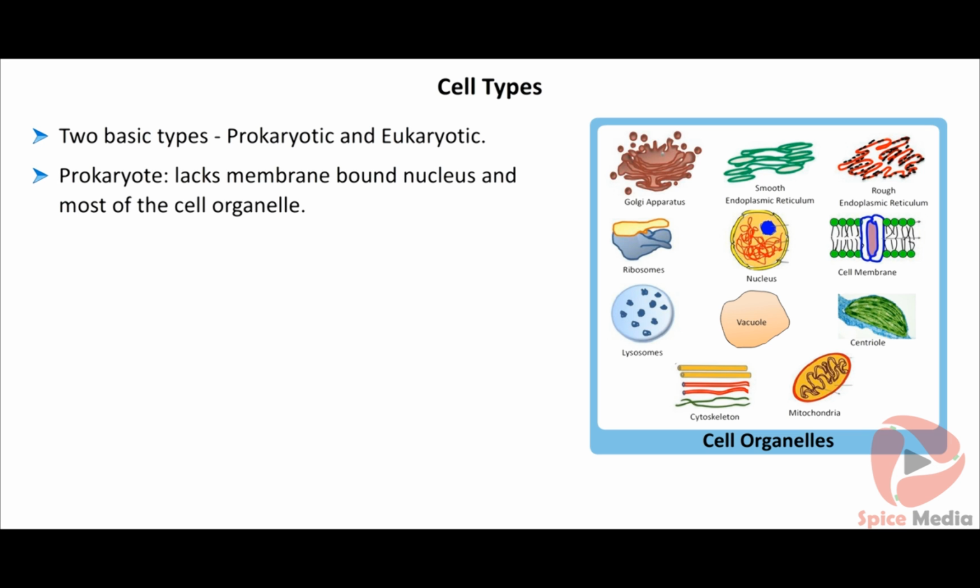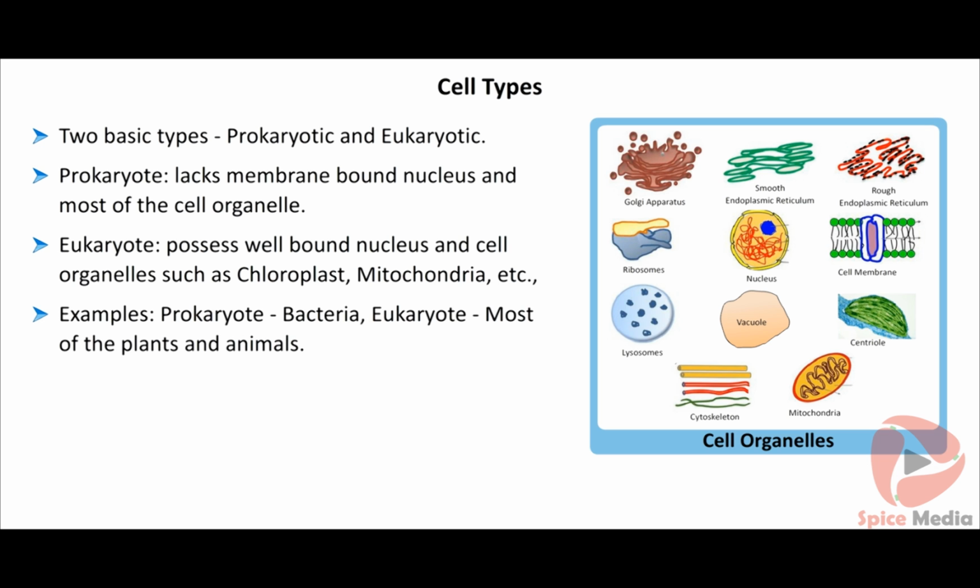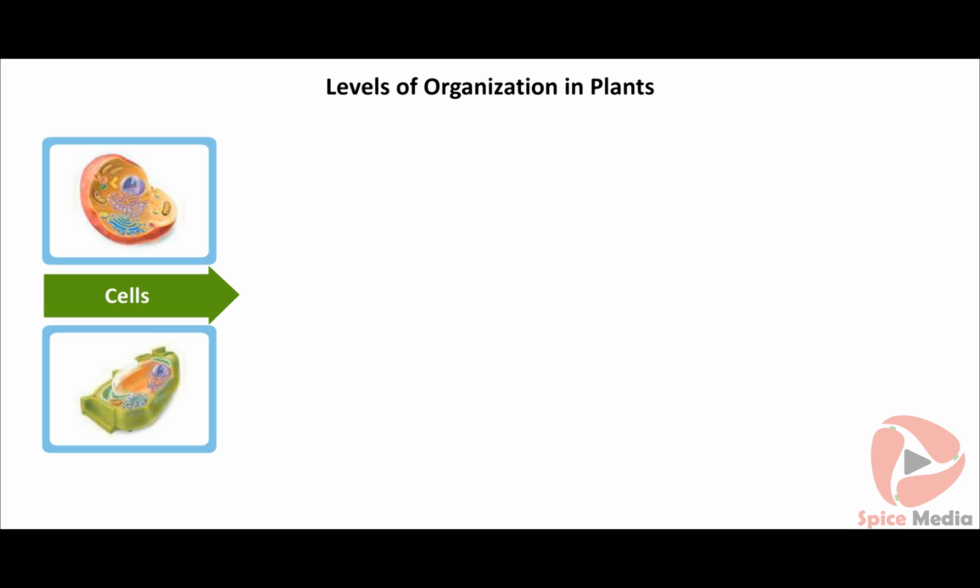Prokaryote lacks membrane-bound nucleus and most of the cell organelle, but eukaryote possesses well-bound nucleus and cell organelles like endoplasmic reticulum, mitochondria, chloroplast, Golgi bodies, ribosomes, lysosomes, etc. to perform various activities. Bacteria is a prokaryote and most of the plants and animals are eukaryotes. Cell is the structural and functional unit of life.